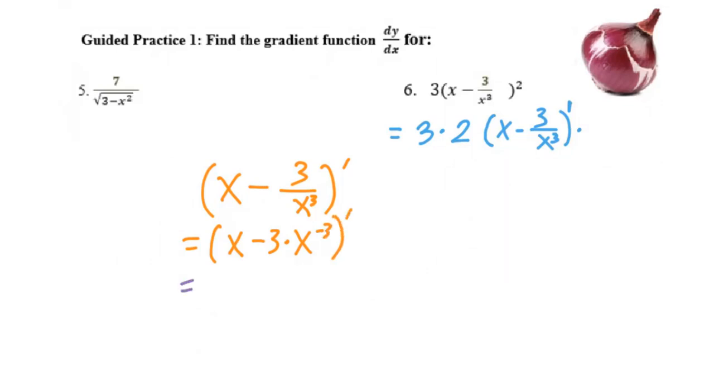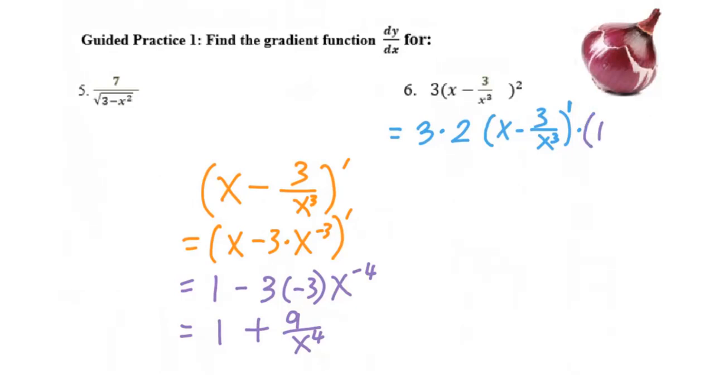So you will get the derivative for x is 1 minus 3 times negative 3. Drop down minus 1, here's negative 4. Therefore, you will get 1 plus 9 over x to the fourth power. So we will write down 1 plus 9 over x to the fourth power. This is dy by dx.